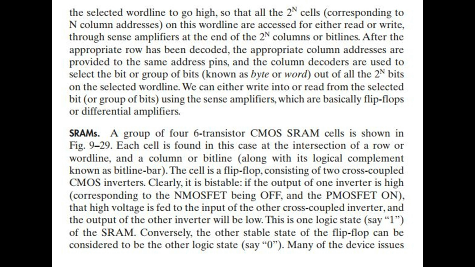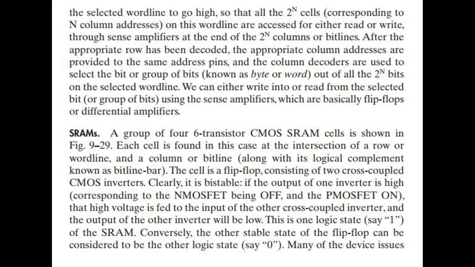SRAMs. A group of 4 six-transistor CMOS SRAM cells is shown in Fig 9.29. Each cell is found in this case at the intersection of a row or word line, and a column or bit line, along with its logical complement known as bitline bar. The cell is a flip-flop, consisting of 2 cross-coupled CMOS inverters.